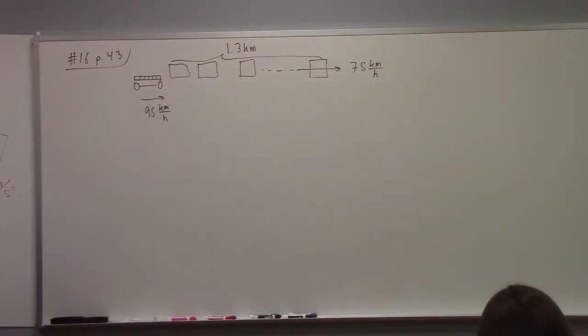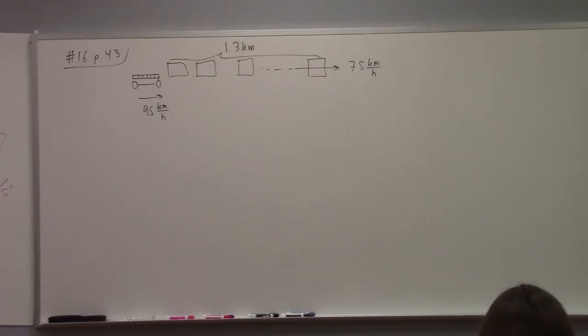The question is, how long does it take the car to pass the train, and how far will the car have traveled during this time? And then it says, what if the train was going the opposite direction to the car? So how should we solve this?